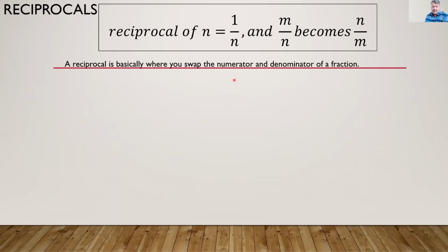Let's have a look at a couple of examples. The reciprocal of 5 over 2. Well, that's already a fraction, isn't it? So all we need to do is flip the fraction. 5 over 2 becomes 2 over 5.